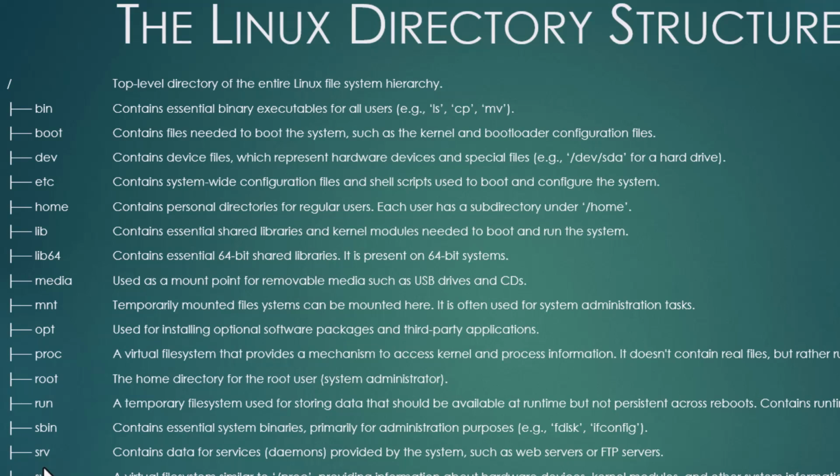Srv is the directory that contains service information. What is a service? You can think of a service as a program that does a very, very specific job for you. For example, the print spooler. When you get ready to send a job to the printer, you say print. What happens is that print job is sent to what is called the print spooler, and the print spooler is a service that handles preparing the job and sending it out to the printer.